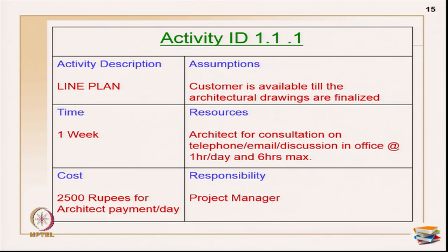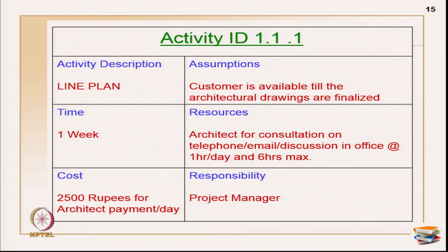For example, I have given an example, this is one activity example. So, at the end of a WBS, somebody has to build up a chart like this, not necessarily in the same form, but these are the information which goes into that activity. Okay. Activity ID, this is primarily a housing project, and the first activity in the housing project is called line plan. So, what is that line plan all about? So, the description is line plan, assumptions made. What is the assumption? The customer is supposed to be available till the architecture drawings are finalized. That is the assumption made for the line plan execution.